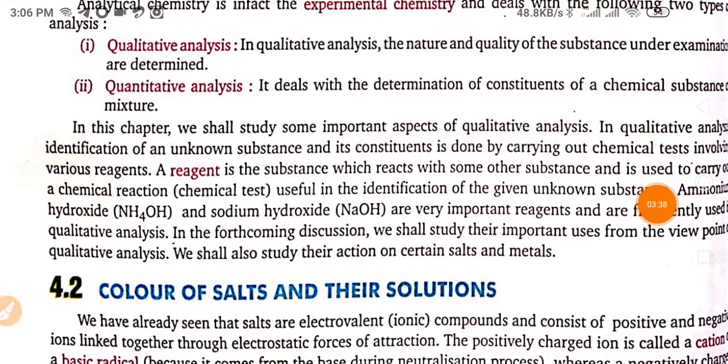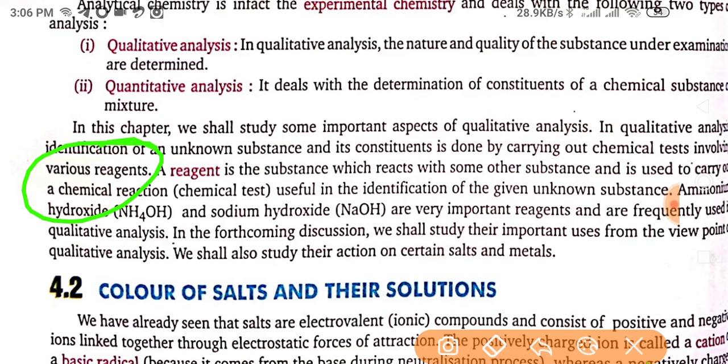So in this chapter, we mainly discuss the important aspects of qualitative analysis, in which identification of unknown substances and their constituents is done by chemical tests involving various reagents. The term reagent comes here. A reagent is a substance which reacts with some other substance and is used to carry out a chemical reaction or chemical test, useful in identification of the given unknown substances. Ammonium hydroxide and sodium hydroxide are very important reagents and are frequently used in qualitative analysis.